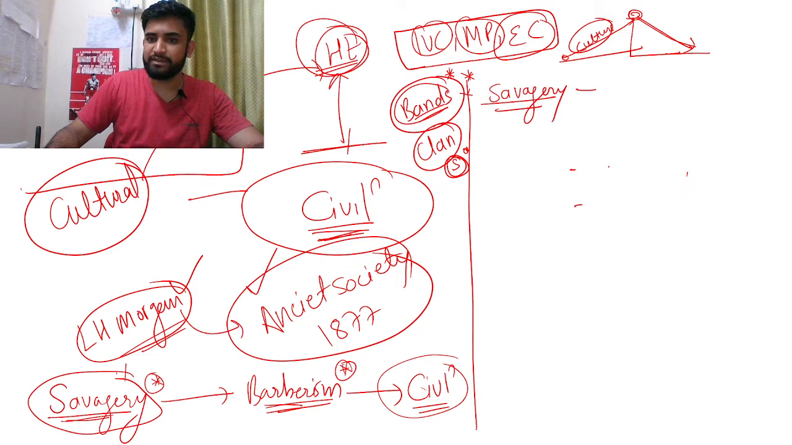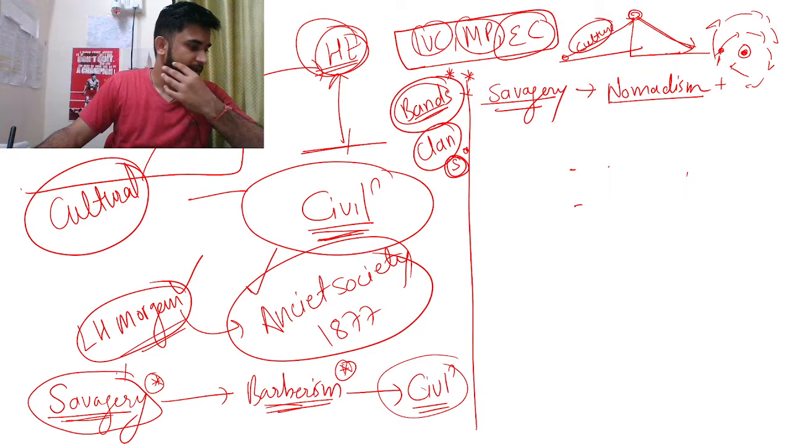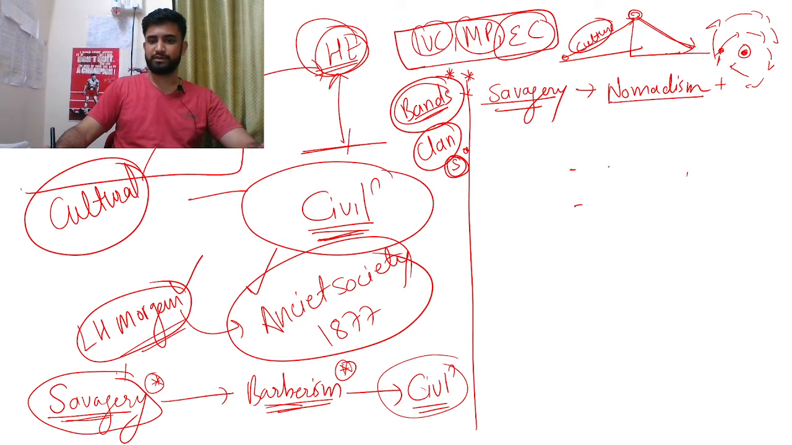So savagery basically comes with nomadism, that a person is not sedentary. What I mean by nomadism is that a person migrates from place A to B to C to D to E to F, and they do not have a particular place, and that is why we call them nomadic. So what are the features? Nomadism, then hunting and gathering.